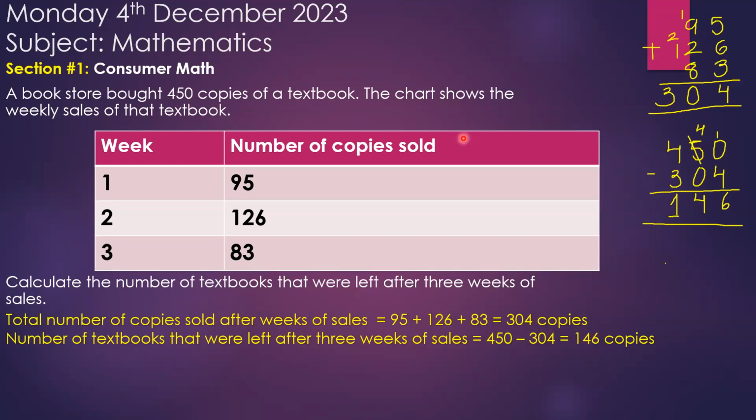The first thing we do is we add the three numbers. Whatever our result is, we subtract it from the total number of books that was bought. Do you understand that now? A little bit. The only two things you need to do: add first and then subtract. So, let's do another example, right?